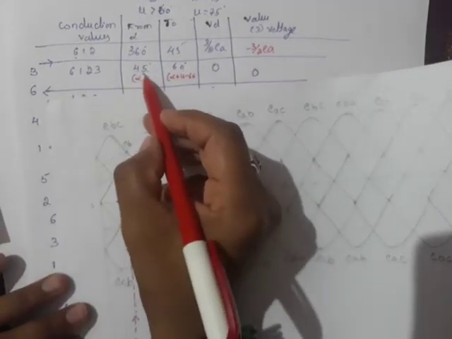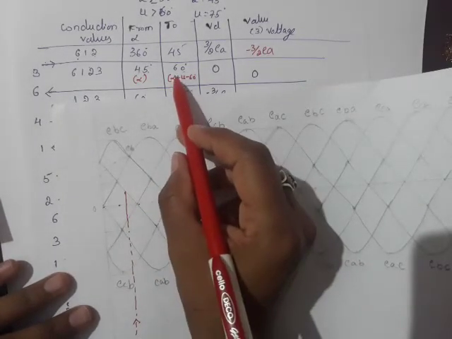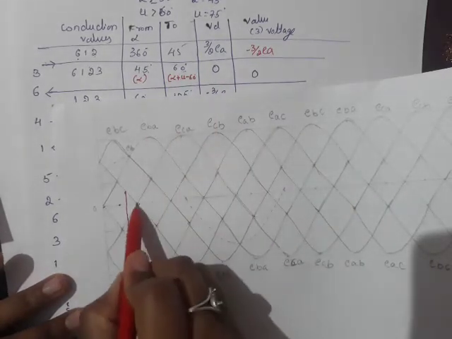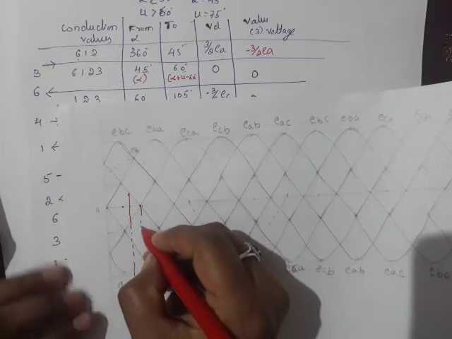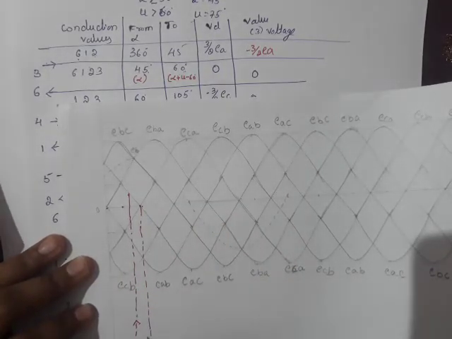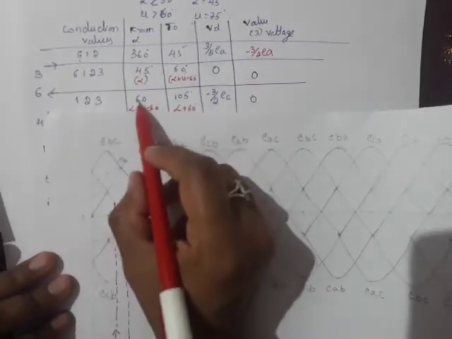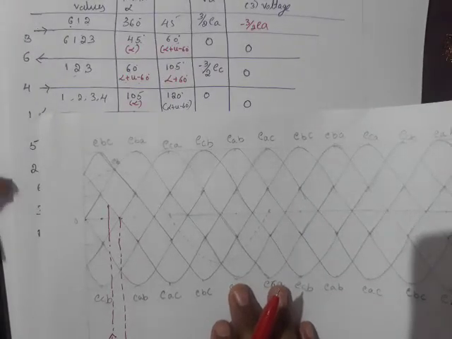I have triggered at 45 degrees, so this is 45 degrees. Then valve 4 conduction will be up to 60 degrees. So this is 60 degrees, right? If this is 45 degrees, obviously this is 60 degrees. So I have to follow this. Here valve number 6 goes out of conduction. And from 60 degrees to 105 degrees.